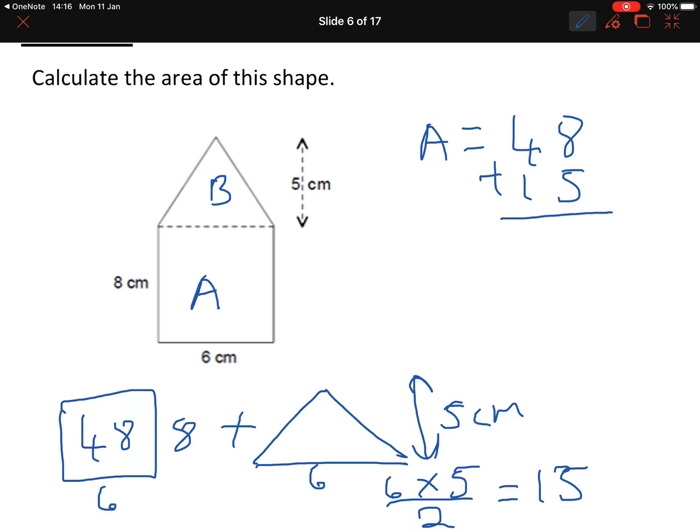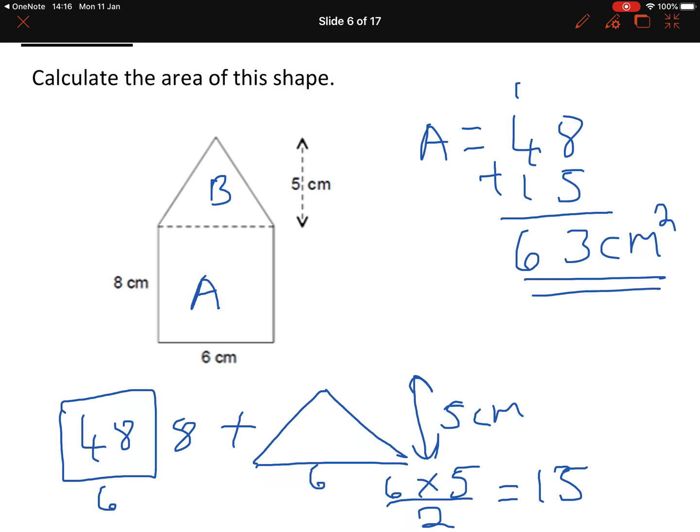So to find the total area, you would have to have done 48 plus 15 to give you an answer of, 8 plus 5 is 13, 4 plus 1 is 5, plus another 1 is 6. So you should have got 63 centimeters squared. Double underline that because that's our final answer.